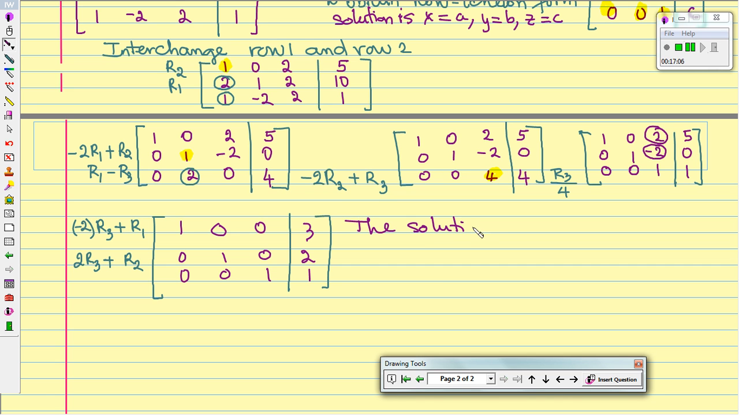We can conclude now the solutions. In this case, again we have three unknowns, x, y, and z. So I'm going to go ahead and write it down. The solutions are x equals 3, y equals 2, and z equals 1.